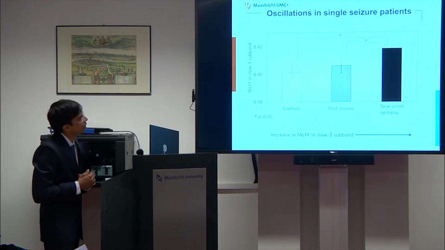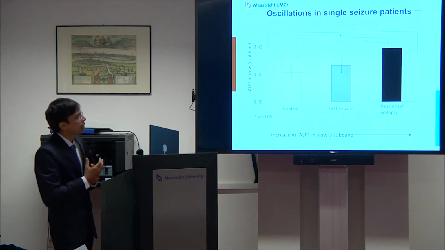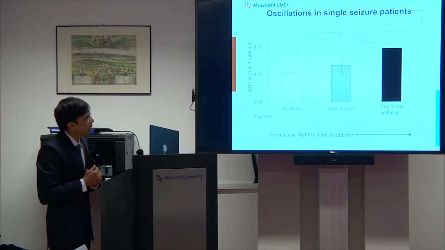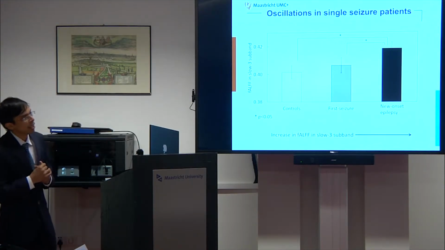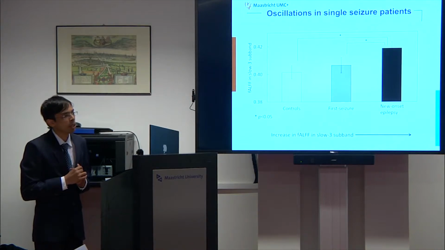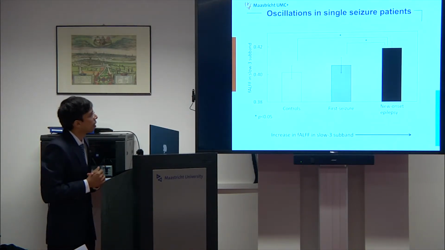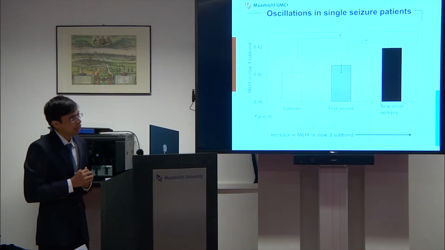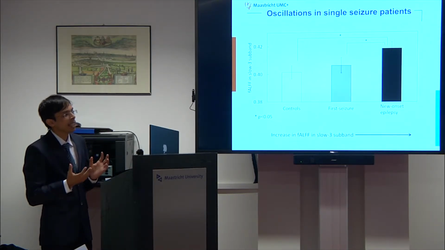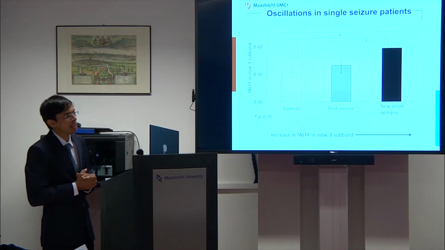As you can observe here, the amplitude measure in the slow 3 subband increases from healthy controls to single seizure subjects to new onset epilepsy. The subjects with single seizure did not show any abnormality on EEG, and very few of them showed white matter lesions, which are non-specific. However, they had elevated amplitude, which could be an indicator for repeat MRI. However, this needs a larger validation study.